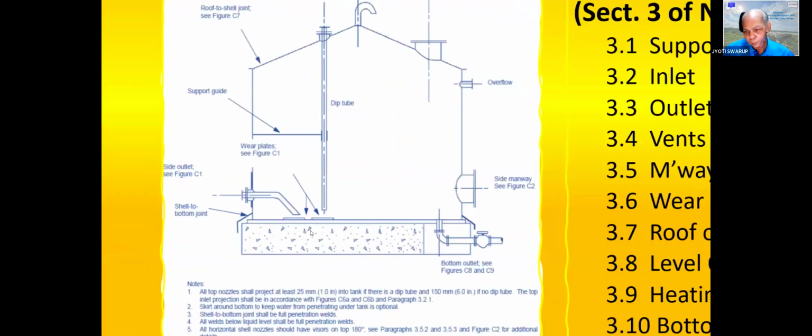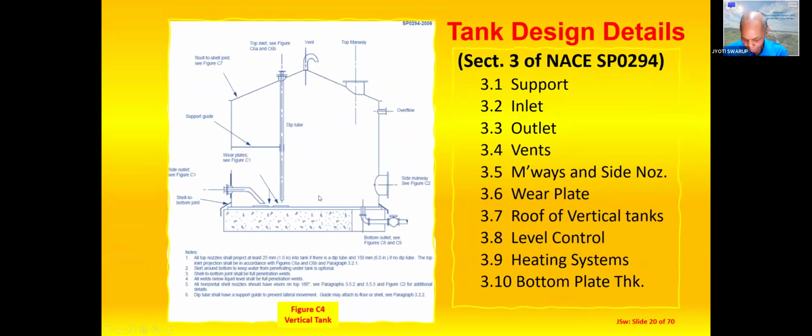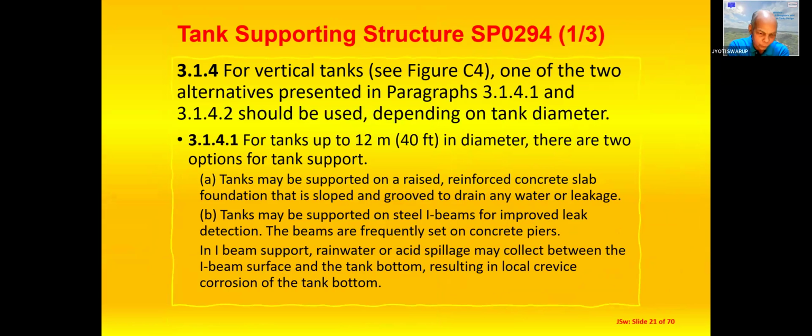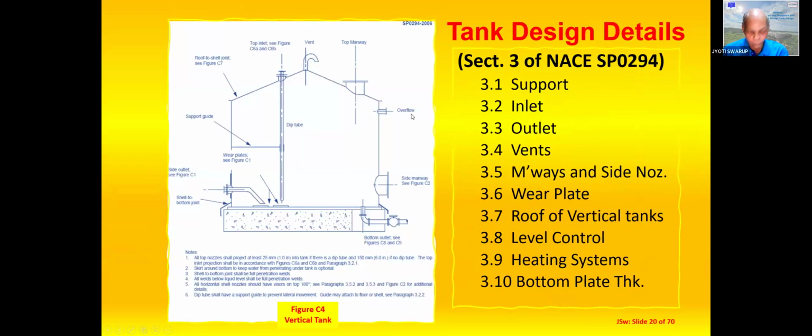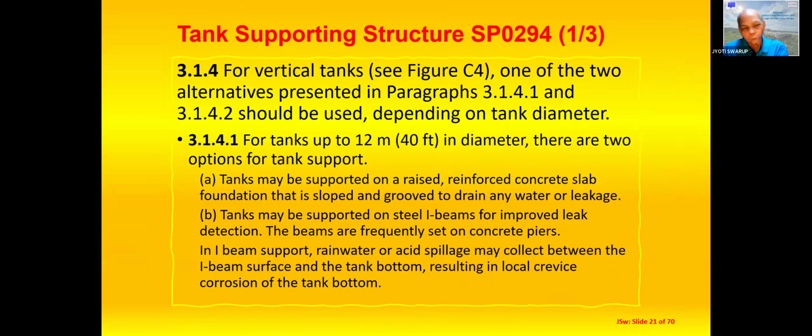So these are some of the details given in this code, and we will discuss some of these criteria from the code, not all of it. For a complete detailed design, reference has to be made to the respective code. Now, for a vertical tank, which is the figure that we just showed, figure C4, one of the two alternatives presented in paragraphs 3.1.4.1 and 3.1.4.2 should be used depending on tank diameter. For tanks up to 12 meters in diameter, there are two options for tank support.